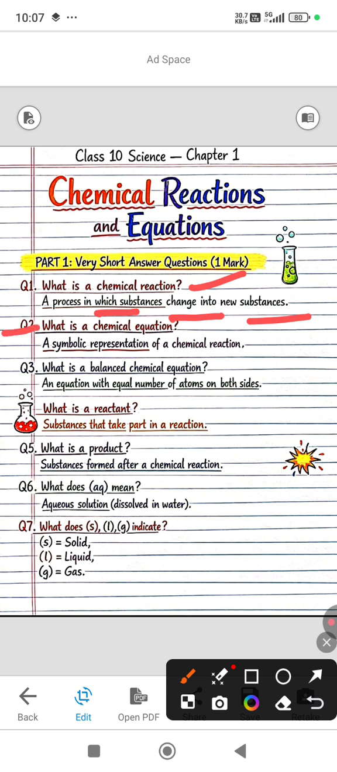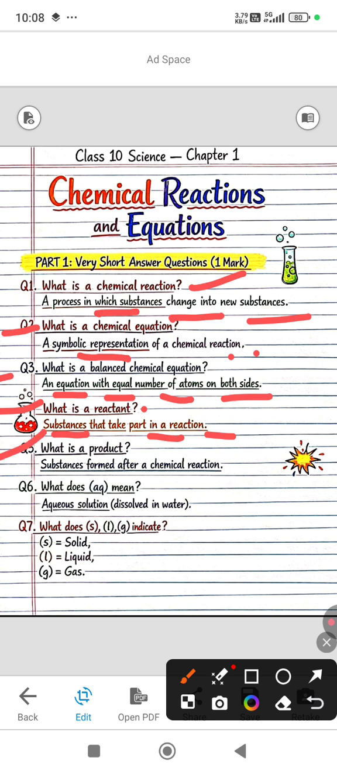Question number 2, what is chemical equation? Chemical equation is a symbolic representation of chemical reaction. Question number 3, what is balanced chemical equation? An equation with equal number of atoms on both sides is known as balanced chemical equation. Question number 4, what is reactant? So reactants are the substances that take part in chemical reaction.